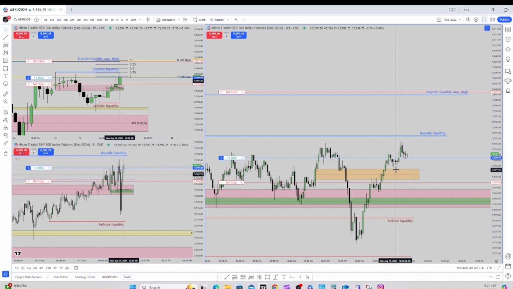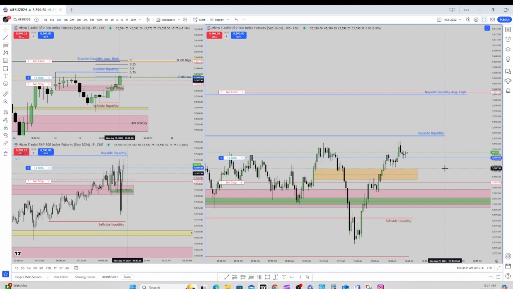I didn't get a very good entry. I was trying to get my microphone to work this morning, so I entered a little bit late. I would have liked to enter right here, or when this was coming down into here on this candle, but I got just a few ticks out of that. So that's what happens when you're trying to mess with a microphone.